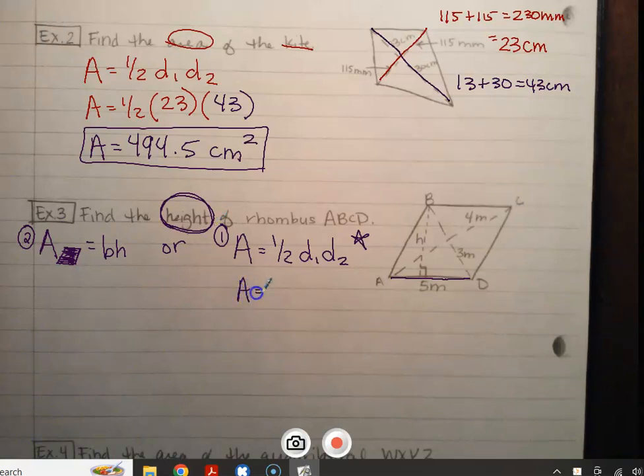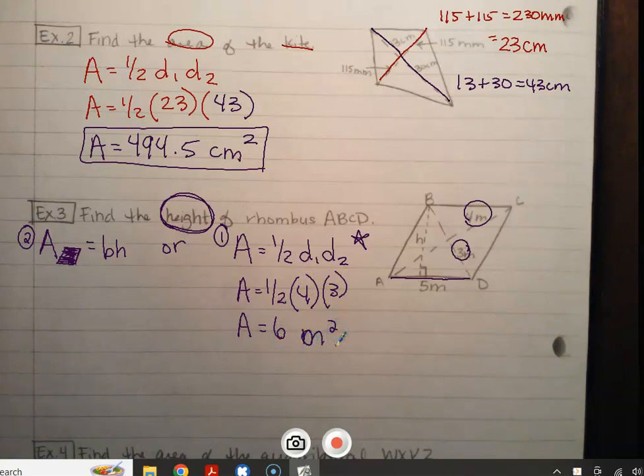All right, so here our area is 1/2. One of our diagonals is 4 meters, so 1/2 of 4 times 3 is our other diagonal. Okay, so our area equals 1/2 of 4 is 2. 2 times 3 is 6. So this is 6 meters squared. That's helpful. But we're not done yet.